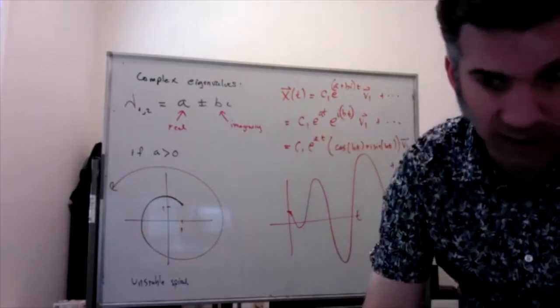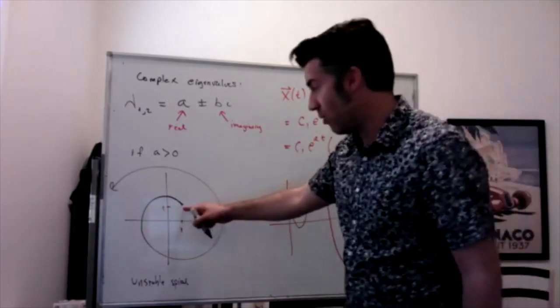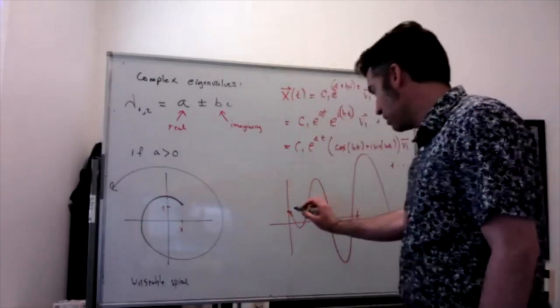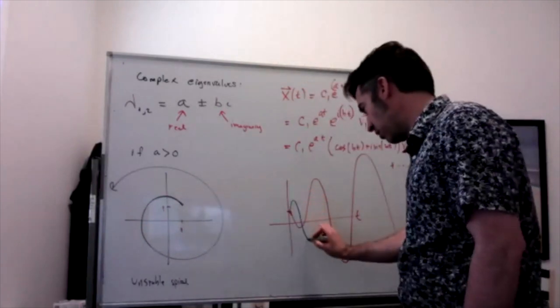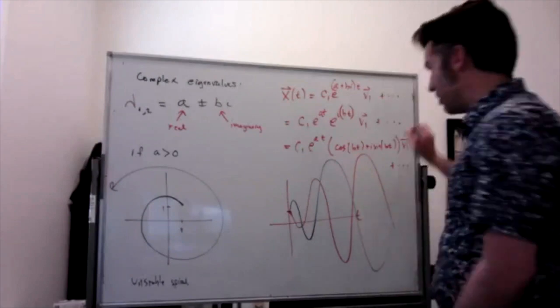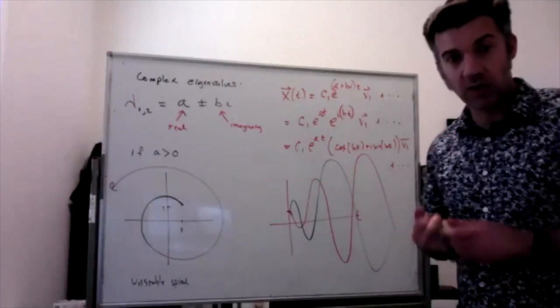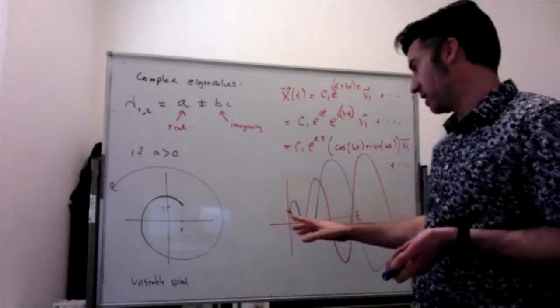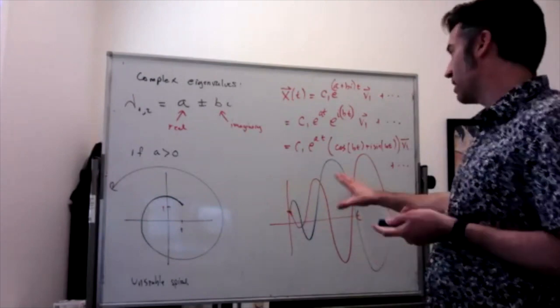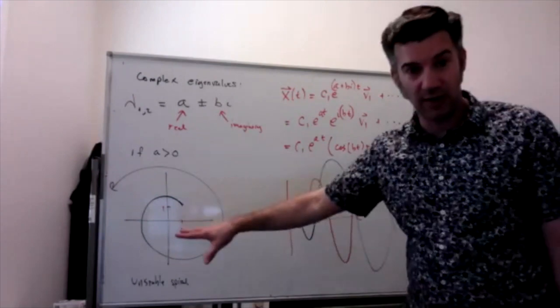And y would be doing something similar, except if you start here, y actually gets a little bit bigger at first, but then you get smaller and then bigger, and so on. So that's why we have this spiral. You could say this is why you have that spiral shape.